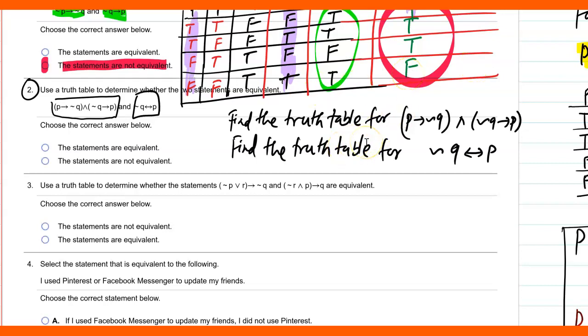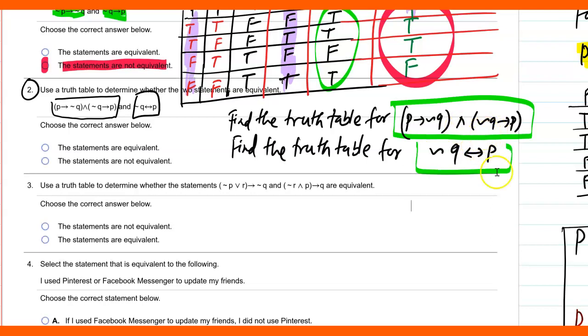If they are the same, they are equivalent. Okay, again, find the truth table for this, find the truth table for this. If they are the same, they are equivalent. If they are not the same, they are not equivalent. For this question number 2, they are equivalent. You try yourself, pause the video, you do yourself, they are going to be equivalent.